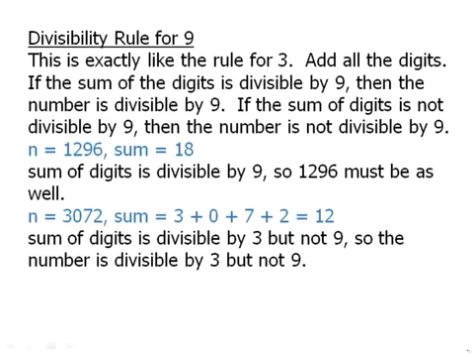1372, we add these digits up, we get a sum of 12. So the sum of the digits is divisible by 3, but not 9. So the number is divisible by 3, but not 9. Notice, incidentally, 1372, the last two-digit number 72 is divisible by 4. So that's a number that would be divisible by 3 and by 4, which would mean it's divisible by 12.